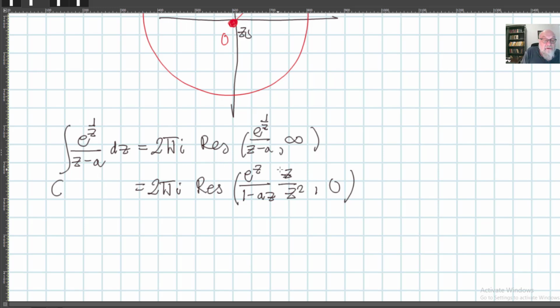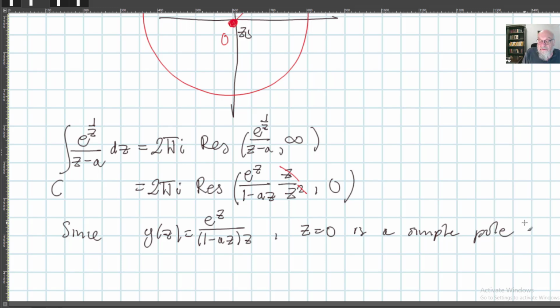Here we have a small simplification, this cancels that one, and you are seeing immediately that since g of z is equal, let's write it down clearly, e^z divided by 1 minus a z times z, z equals 0 is a simple pole. So the residue is easy to compute, and we obtained the residue of this g of z at 0.